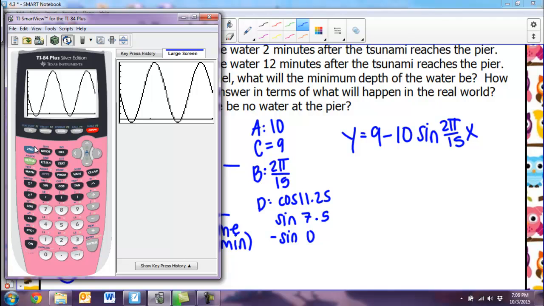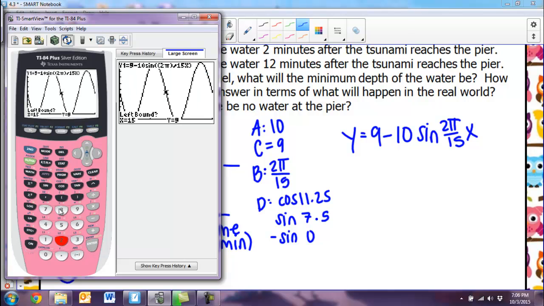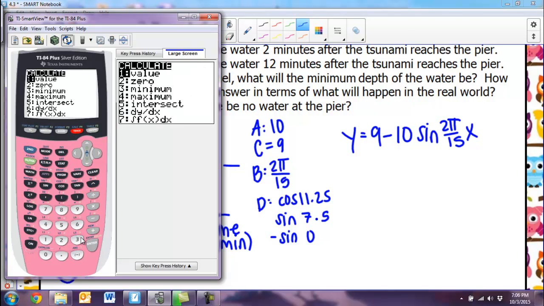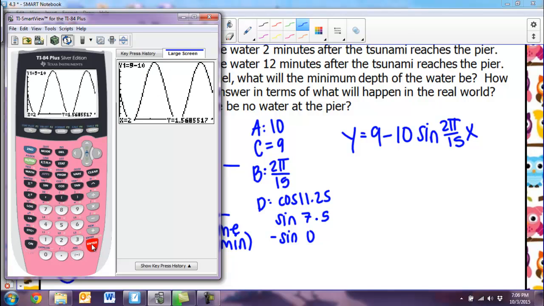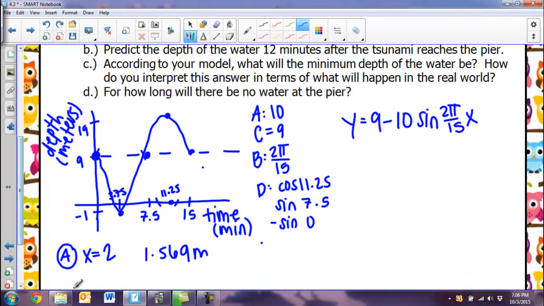And they want where x is 2. So I'm going to do second trace, x equals, enter, x equals 2. And I would find out that the depth of the water right there would be about 1.569 meters. Okay, part B asks me to predict the depth when x equals 12.